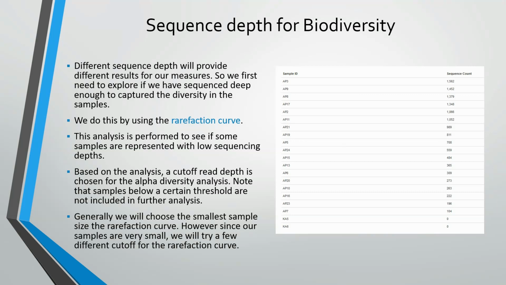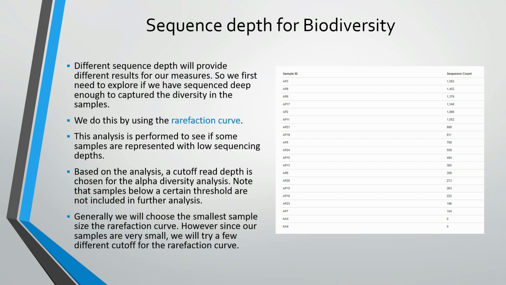The rarefaction curve analysis is performed to see if some samples are represented with low sequencing depths. Based on the curves, we will have to identify a cutoff read depth for alpha diversity analysis. Note that samples below the particular threshold that we choose will not be included for further analysis. Generally, we want to choose the smallest sample size for the rarefaction curve.